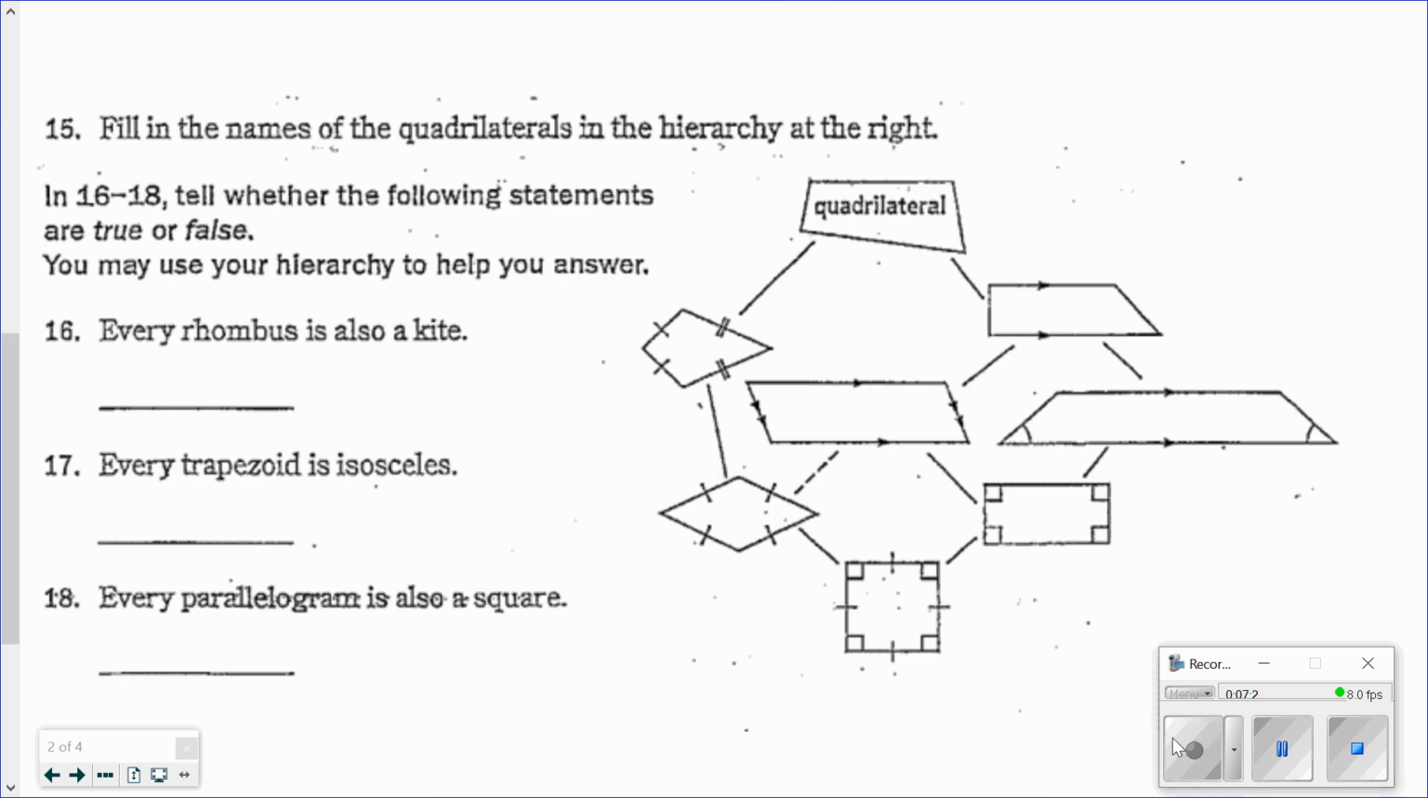Number 15, fill in the names of the quadrilaterals in the hierarchy at the right. So this whole chapter is talking about quadrilaterals. Now, when we have our quadrilaterals, it's going to split up into 2 groups. The first group right here is a kite, and we see this figure here. And then over here we have a trapezoid. Okay, now with a trapezoid, the trapezoid is going to split up into 2 different types.